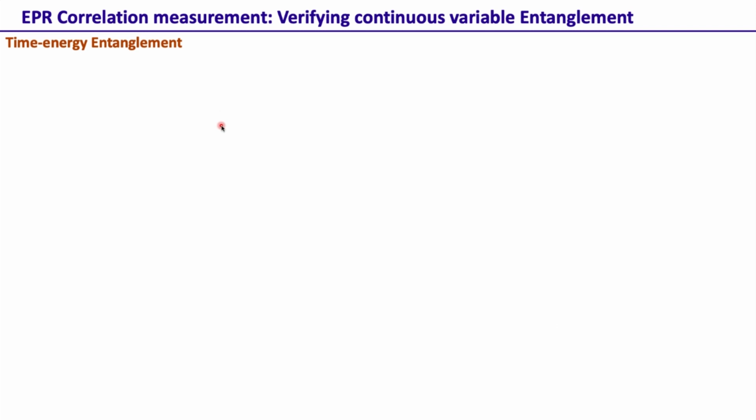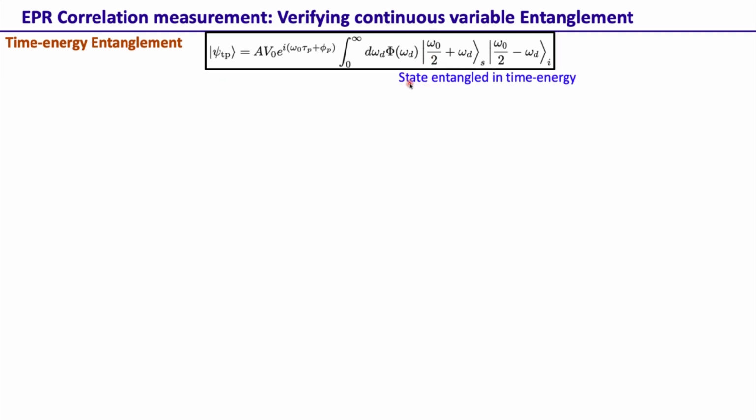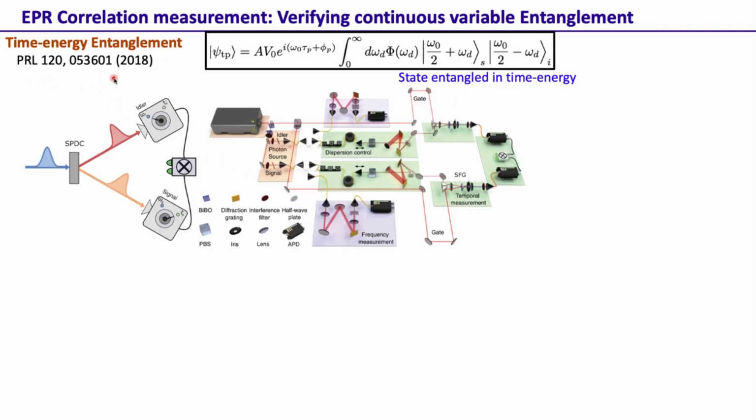Then we look at time energy entanglement. We have already seen, while deriving the two photon wave function in the temporal basis, that this wave function is certainly entangled in time and energy, because that's an inseparable wave function. So this indeed can be derived using the BBO crystal through parametric down conversion. Then this was the experiment reported in 2018 using parametric down conversion.